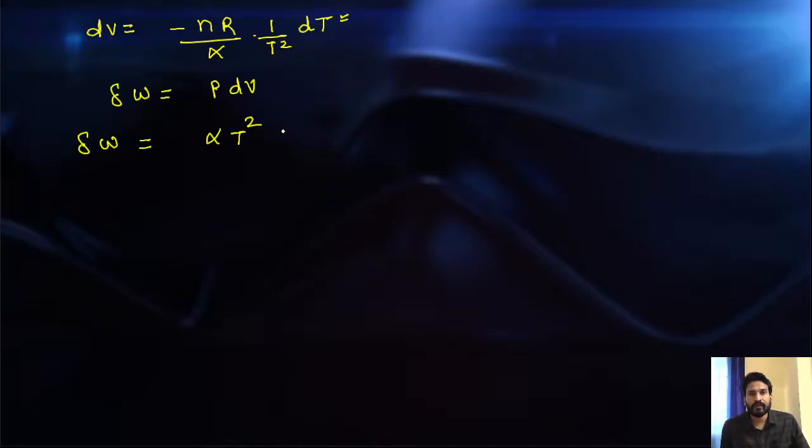So put the dV value here. It is minus nR divided by alpha T square into dT. So alpha T square.